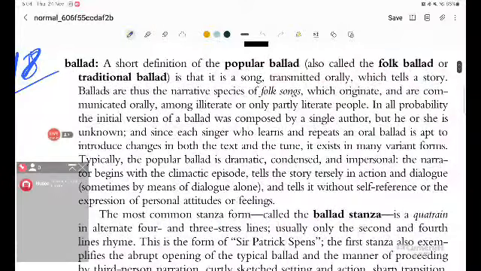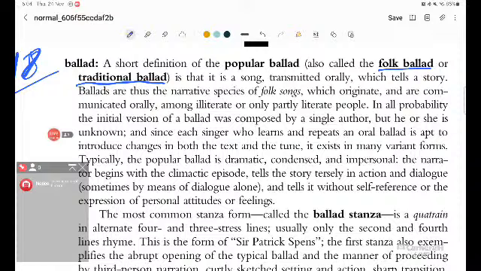So हमारा आज का जो टर्म है वो स्टार्ट होता है बैलेड से। 17 टर्म्स हम इससे पहले कर चुके हैं। ये हमारा 18 टर्म है, बैलेड। क्या होता है बैलेड? A short definition of the popular ballad, also known as folk ballad, या इसको आपको ध्यान में रखना है, folk ballad और traditional ballad, ठीक है ना? It is a song transmitted orally. This is very important. A ballad is a song that is transmitted orally, which tells a story.